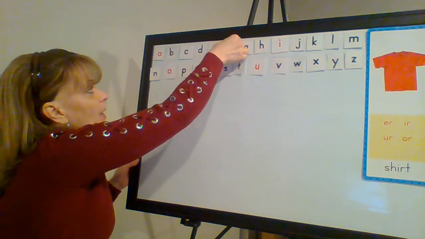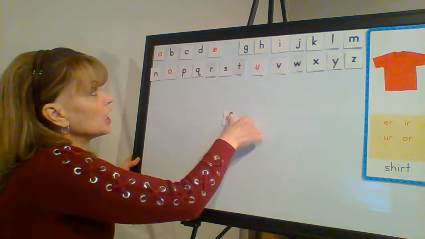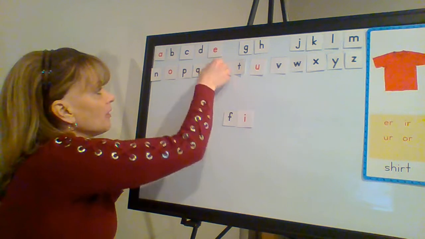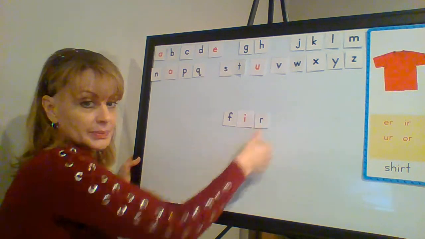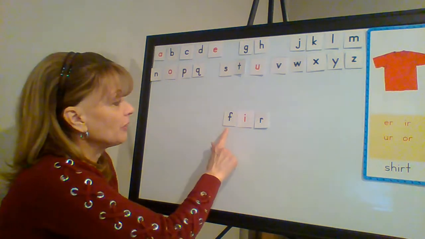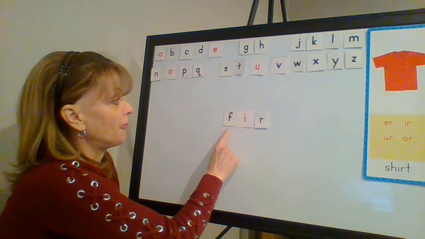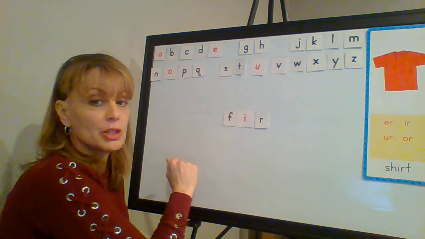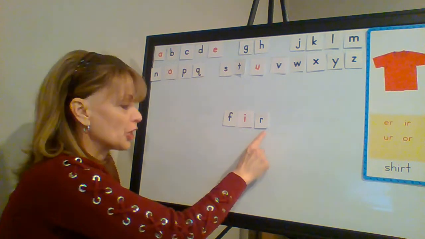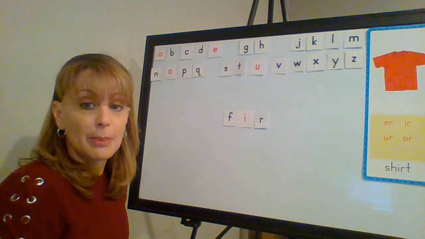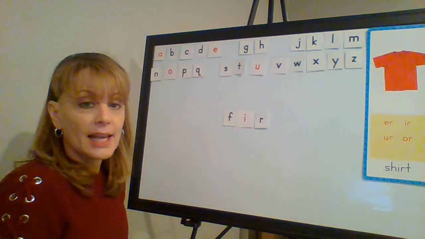And the next word I want you to write is fur with F-I-R. Fur. I have 2 phonemes with 3 letters. F-I-R, but there are only 2 phonemes. I want you to add a letter to spell firm. Add a letter to spell firm.